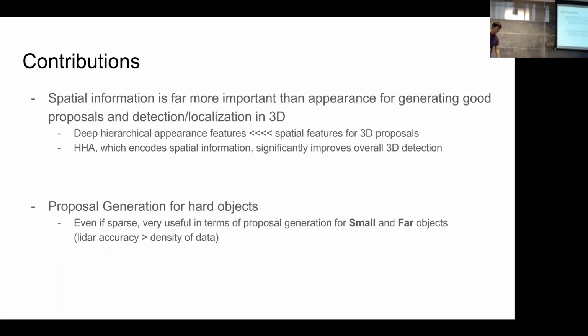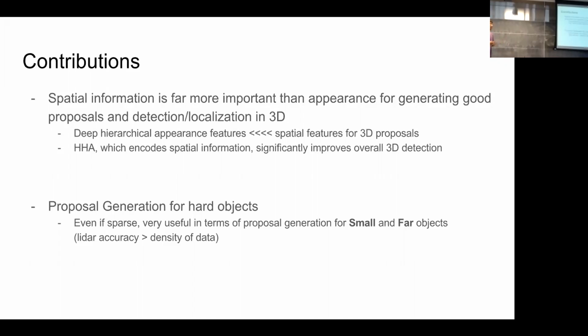For the last few sections, I'll cover some of the major contributions from this paper, and also some of the things we can improve on in this paper. We keep seeing this clue that spatial information is far more important than appearance for generating good proposals and improving detection performance and localization in 3D.